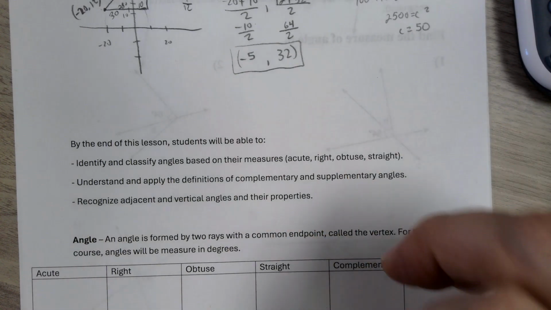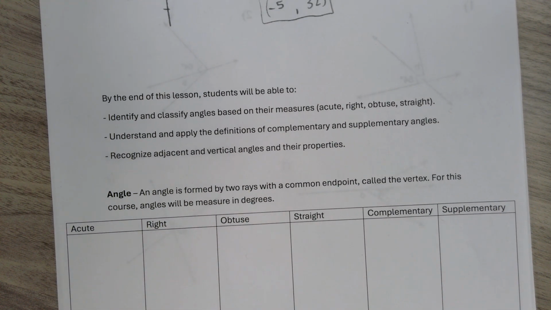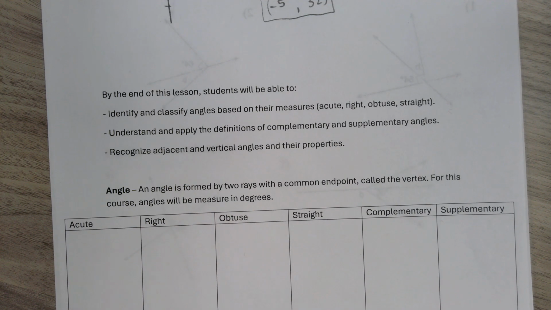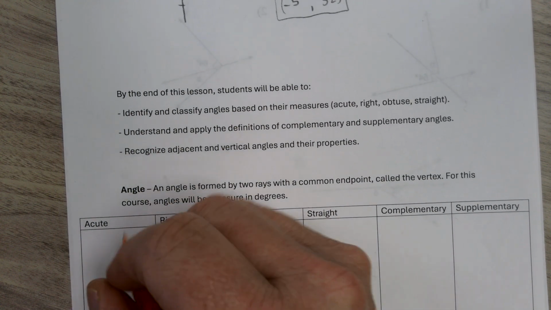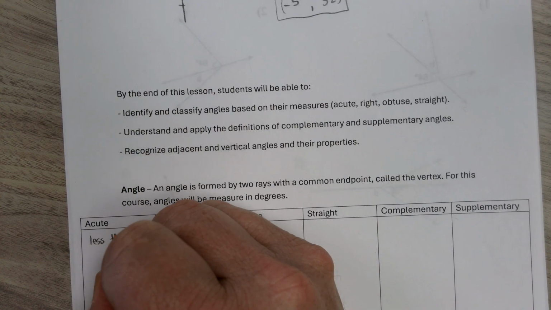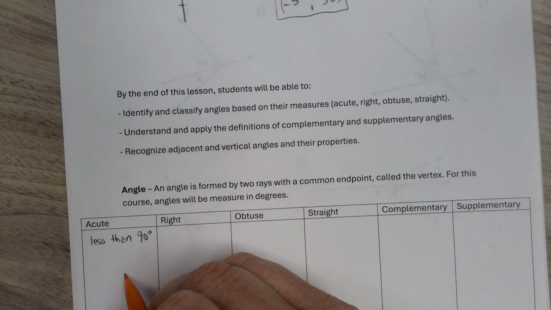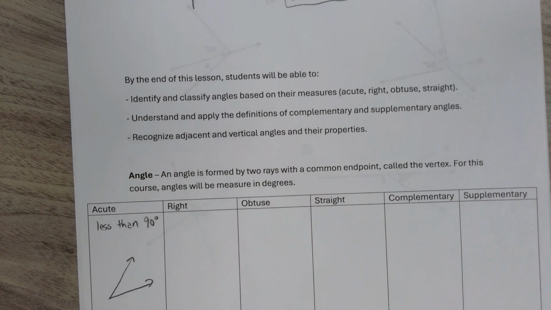Alright, so we're going to go ahead and get into classifying angles. So an angle is formed by two rays with a common endpoint called the vertex. And for this course, angles will be measured in degrees. So we'll go ahead and start with acute. Acute angles are less than 90 degrees. So I can just do a quick example of an acute angle. That angle is less than 90.